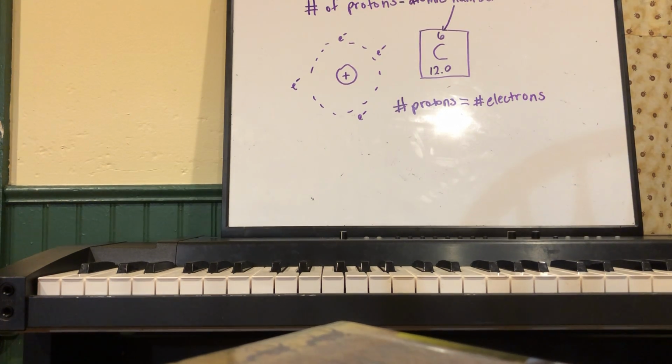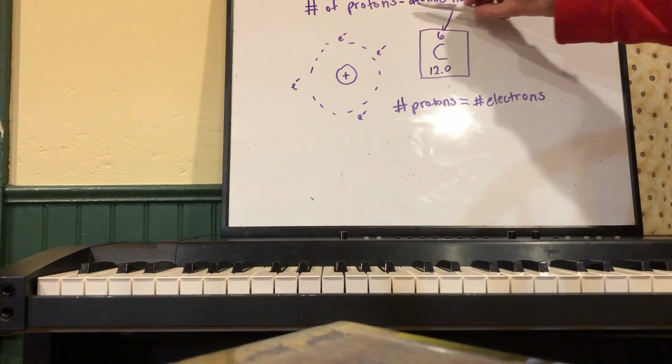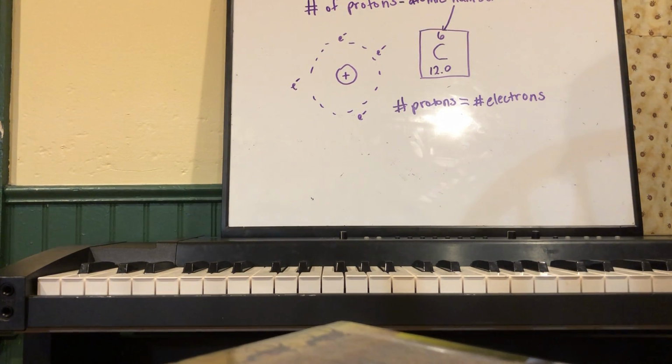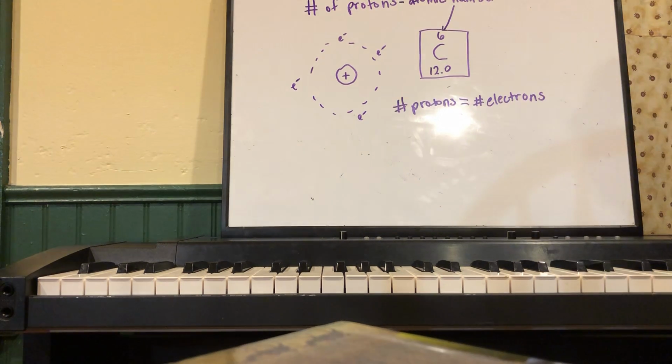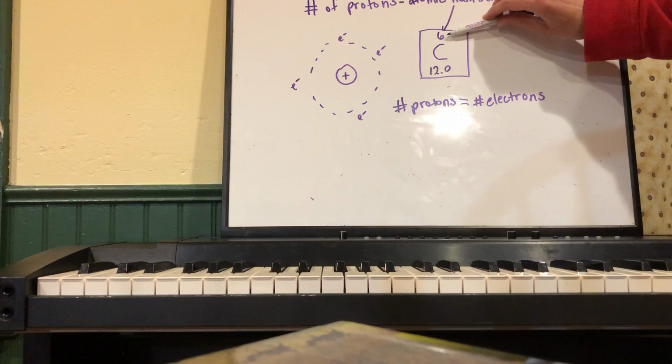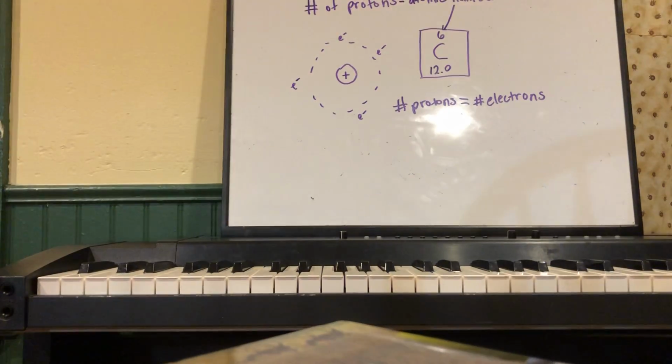So far we've got that the number of protons in an atom is its atomic number, and that is what tells you what that atom is. And the number of protons always equals the number of electrons. Carbon has 6 protons, so that means carbon has to also have 6 electrons.